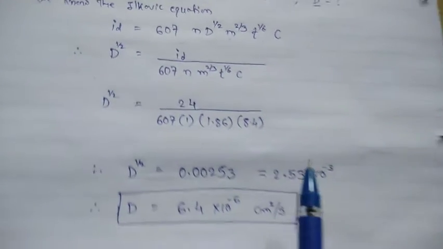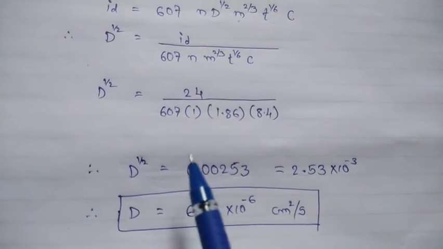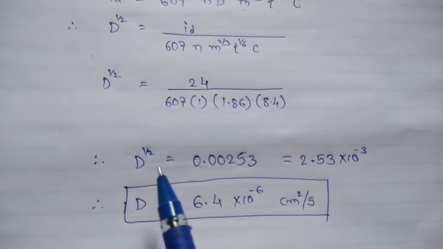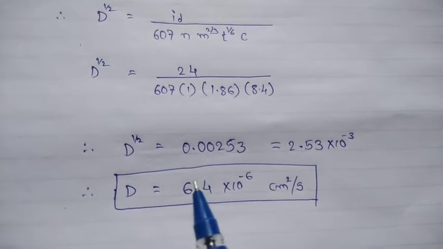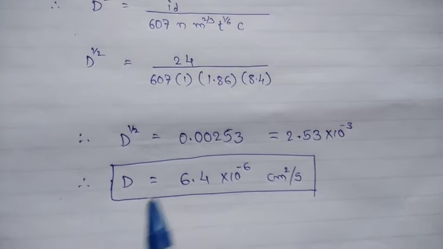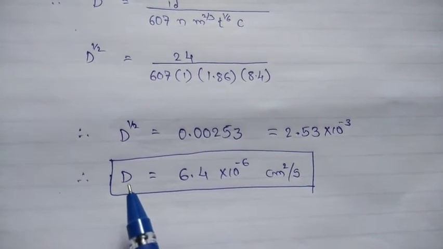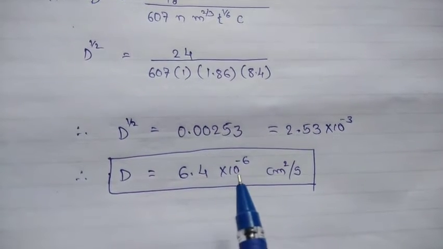So after calculating this factor, since we have to calculate the diffusion coefficient, but here the square root of the diffusion coefficient is there, we have to square both sides so that we will get the value of D. On squaring both sides, we get D equal to 6.4 into 10 to the power minus 6.